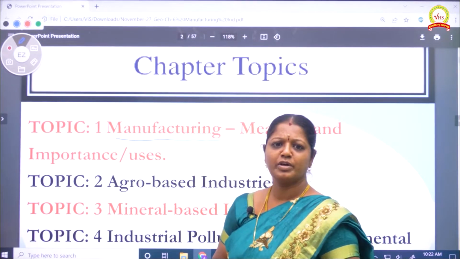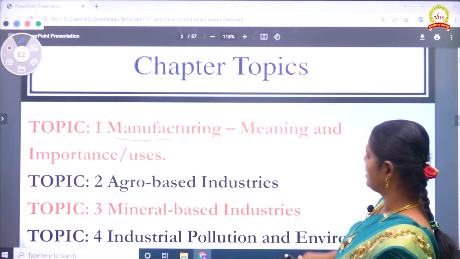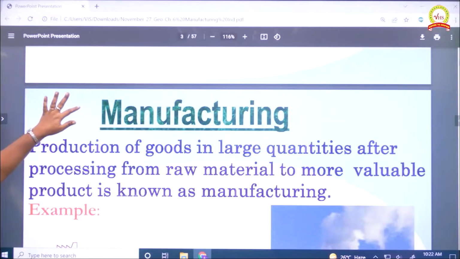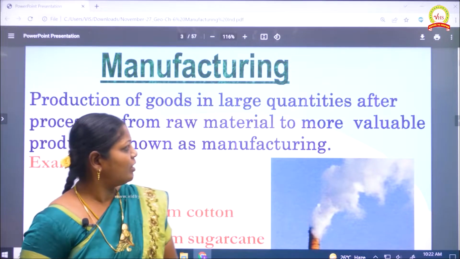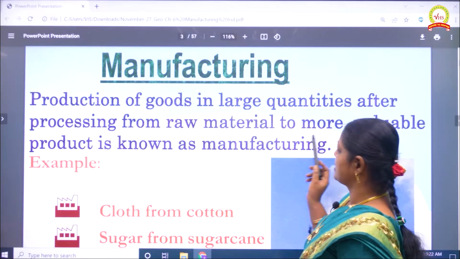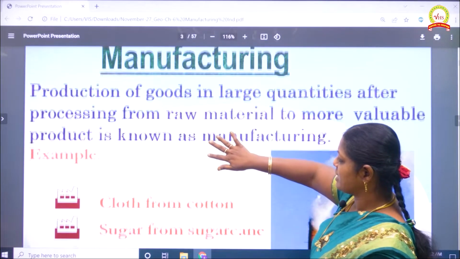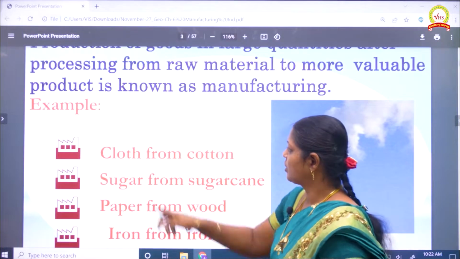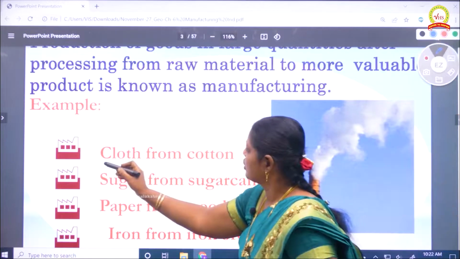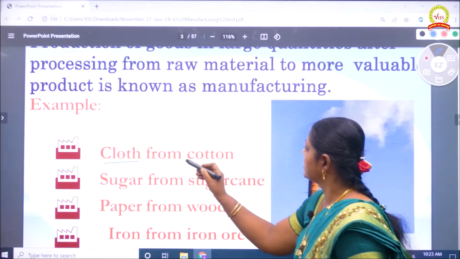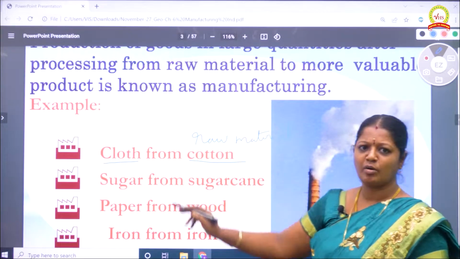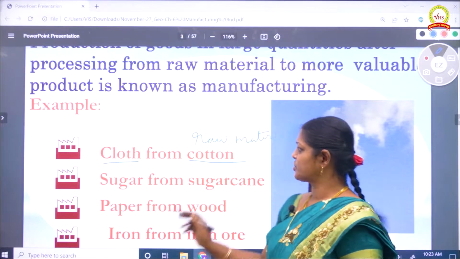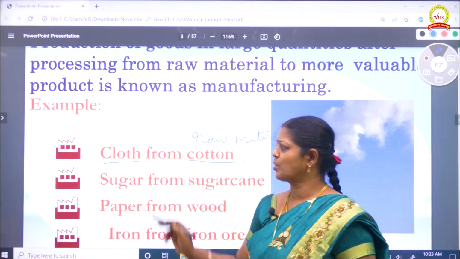Now let us go into the other topic, that is the importance and the uses of manufacturing. First let us see manufacturing and the examples, children. Production of goods in large quantities after processing from the raw material to a more valuable product is known as manufacturing. What is the example given? The cloth from the cotton. Cloth is the finished product and cotton is a raw material. So here in the textile industry, the cotton is getting converted into the finished product, that is the cloth.